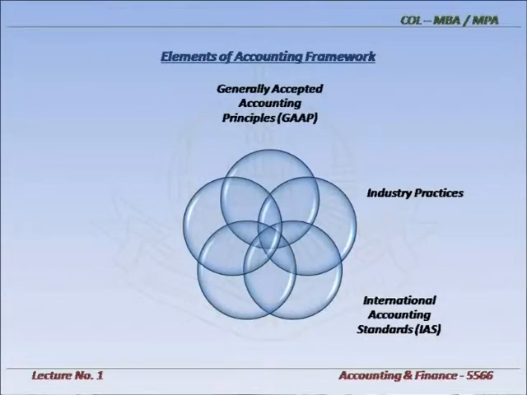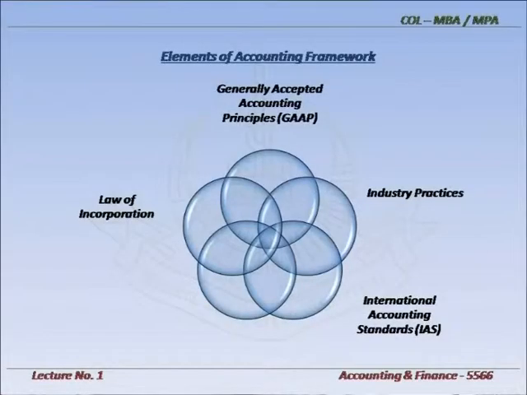The fourth element of accounting framework is the law of incorporation. The law of incorporation is the law under which a business is formed and registered. Therefore, the application of this element on any organization is purely dependent on the legal status of that organization. For example, only companies have to follow the accounting requirements set by the Companies Ordinance 1984, but not the partnerships and sole proprietors.